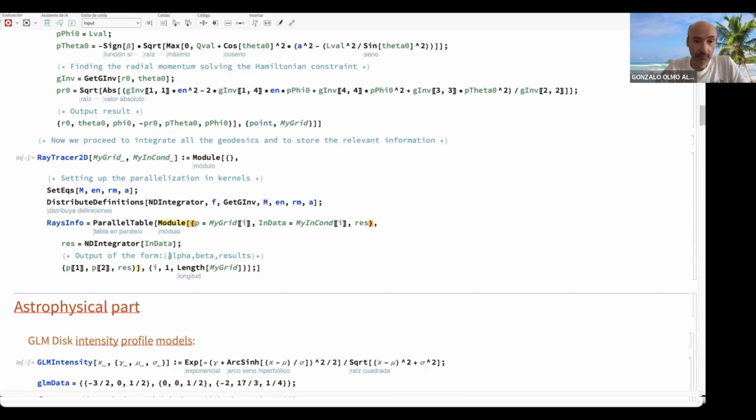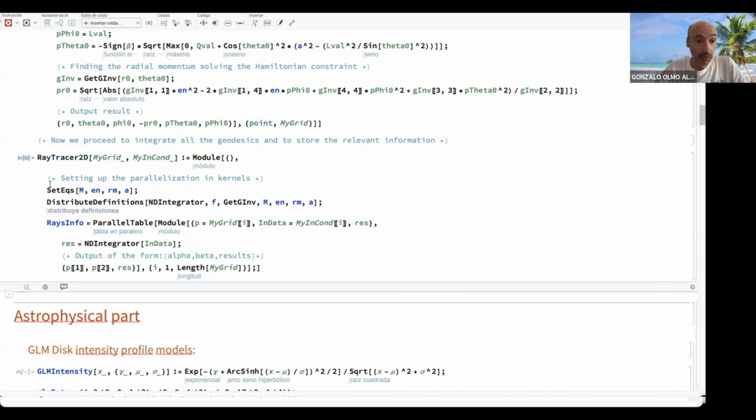But the application is simple. We just need to give each individual integrator the initial data, and we have to run over all the initial data of our grid. That's it. No more difficulties.